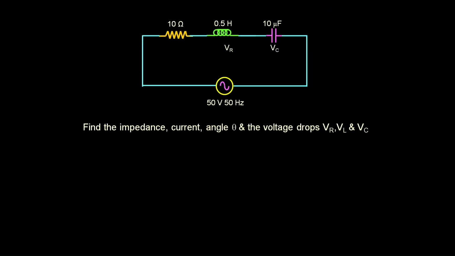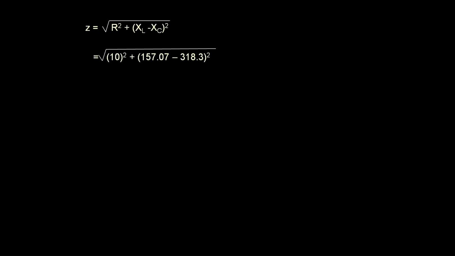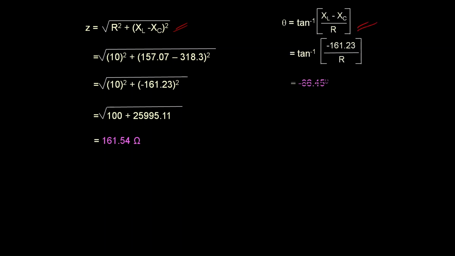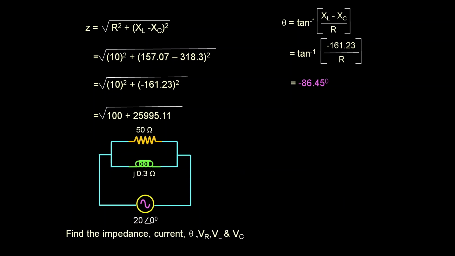If both are given, then it's XL minus XC. So first we have to find capacitive reactance and inductive reactance with this formula. Then Z is equal to root of R square plus (XL minus XC) square. This is an important formula. Then we have to find tan inverse of (X by R). This is also an important formula. Substitute this. Next, current they are asking. Then voltage drop across resistance, voltage drop across capacitance, voltage drop across inductance. I hope it is clear.